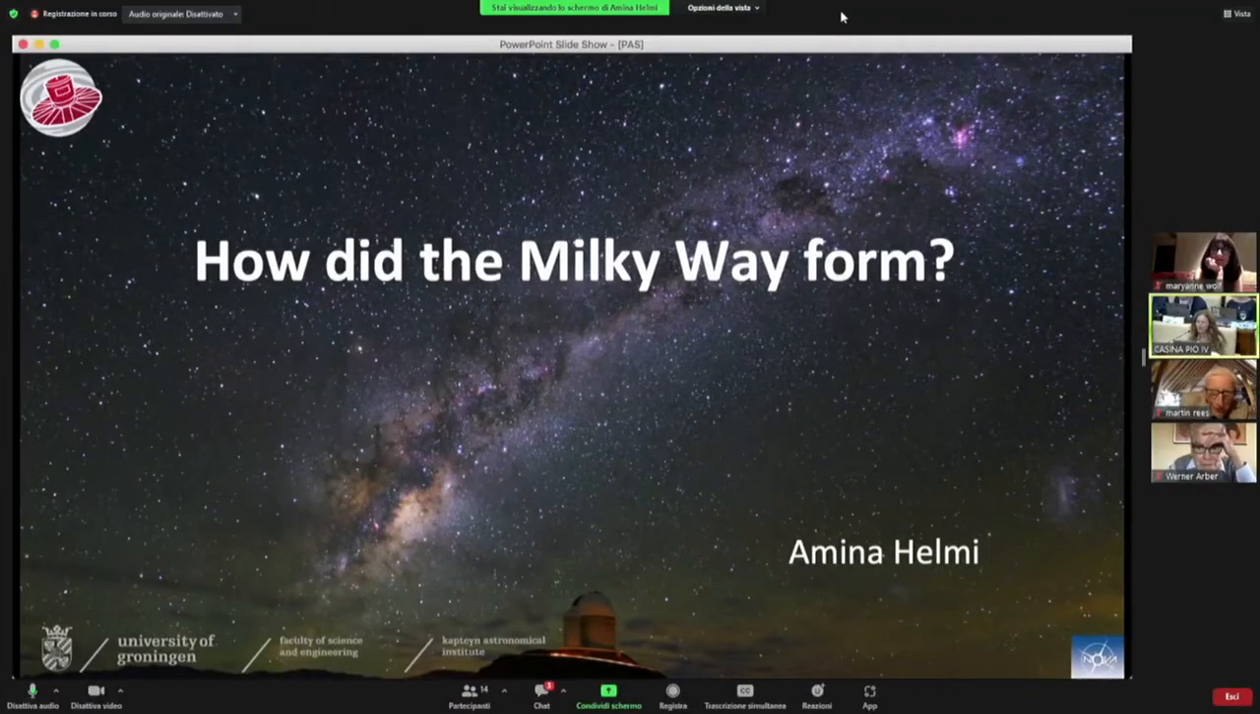It's really an honor for me to be here to talk about what we have learned in recent years about how the galaxy formed, thanks to the amazing data that has been collected by the Gaia mission, the European Space Agency mission Gaia, which you see depicted here on the top left.